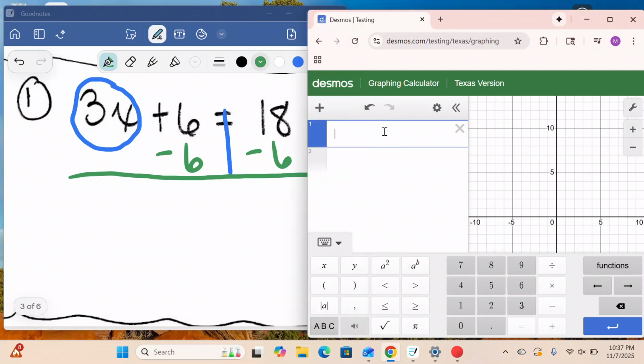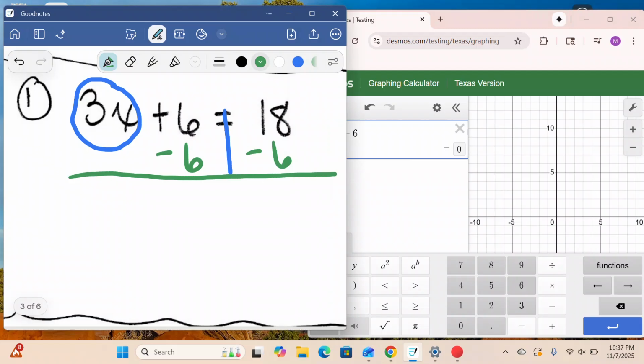If you don't trust my math, all you have to do is go positive 6 minus 6. That should give me a 0. So I'm going to cancel it out, and this gives me a 0. This leaves me the 3x by himself.